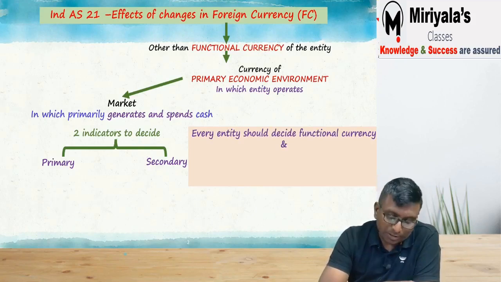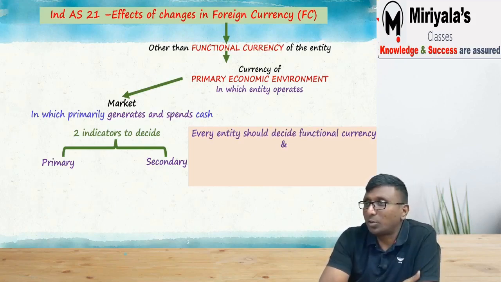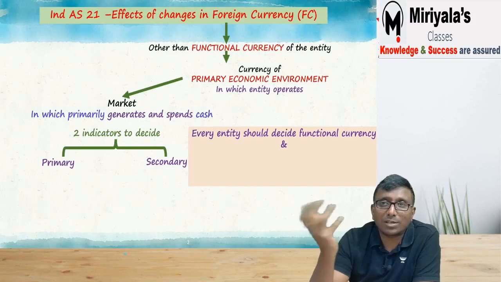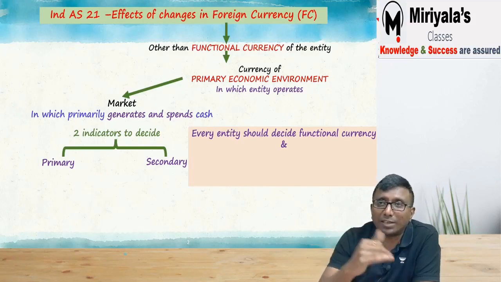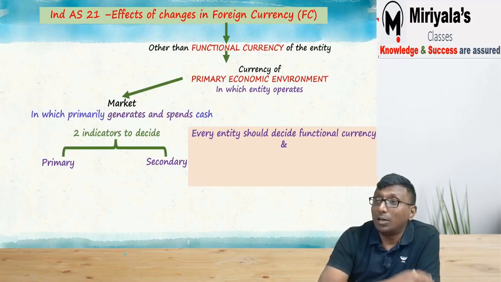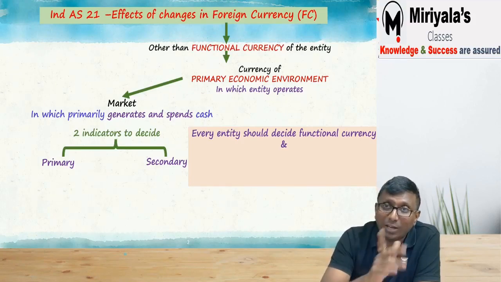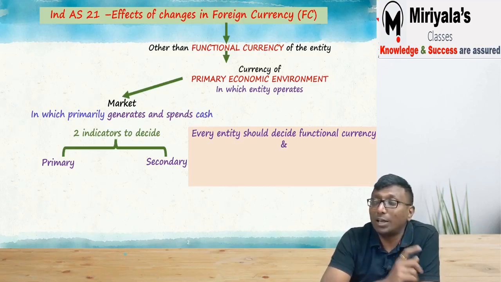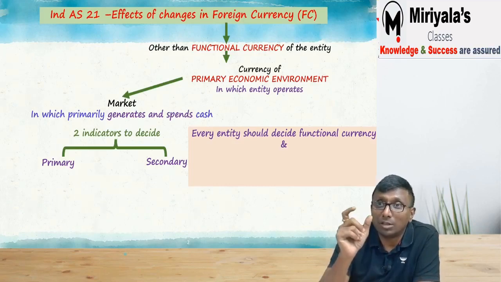Suppose next, for every entity, the first point: which is the primary indicator and which is the secondary, we'll see a little later in the next slide. There is no space in this slide, that's why we will do it on the next slide. But before that, one important point: every entity should decide.